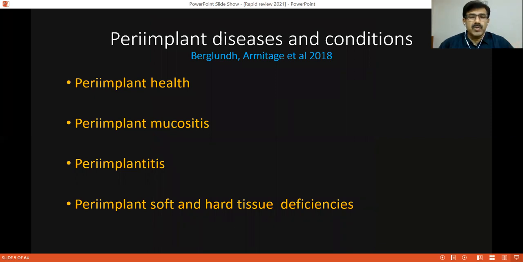Now, over the years, when we look at different classifications, you may not find anything about implants or implant diseases in those classifications. The latest classification of 2018 has classified periimplant diseases and conditions as health, periimplant mucositis, periimplantitis, and periimplant soft and hard tissue deficiencies.